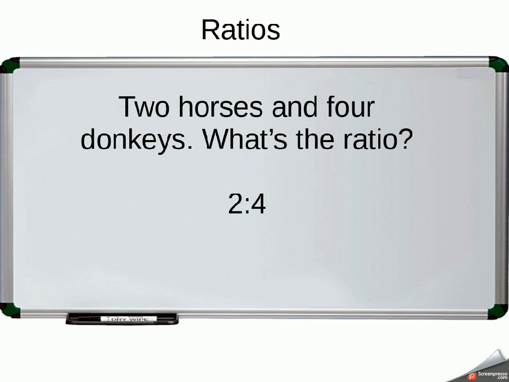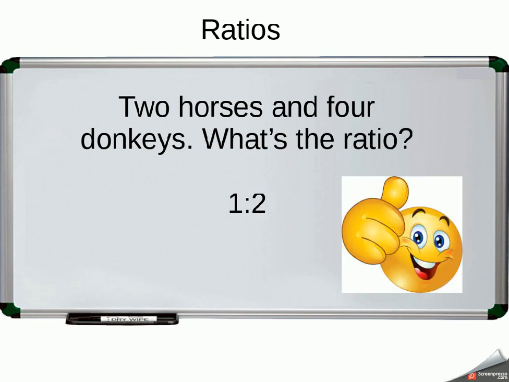So what we've got to do is look to see what's the highest common factor to both 2 and 4. And remember, if you can't remember what factors are, have a look at some of the older videos. But if we look at 2 and 4, the highest common factor is 2. So we divide both the sides by 2, giving us 1 to 2 instead of 2 to 4. So that's telling us for every horse there are 2 donkeys.